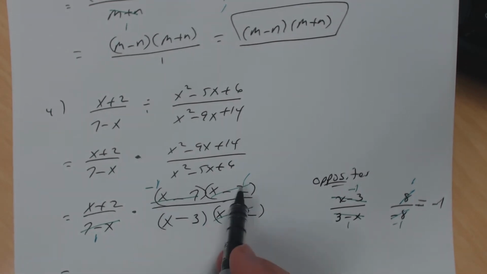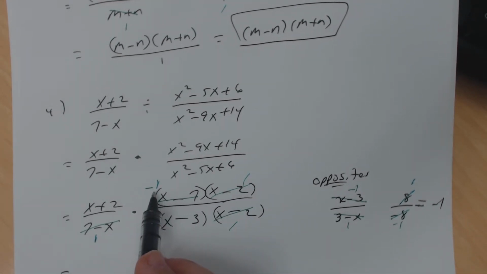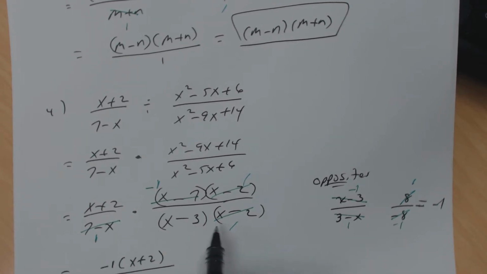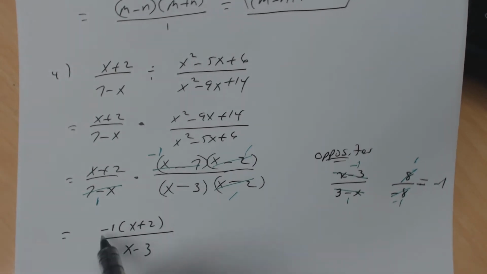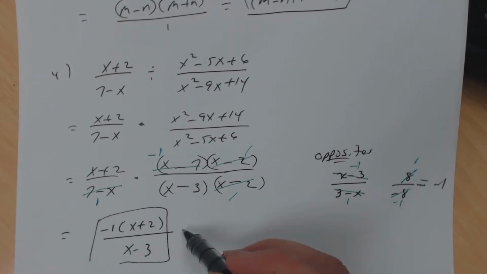So this is 1 times negative 1, which is negative 1. And then that negative 1 is being multiplied by x plus 2. So in other words, you have negative 1 times x plus 2, divided by 1 times this 1, which is 1, times x minus 3, which is x minus 3. So that's one way of writing it.